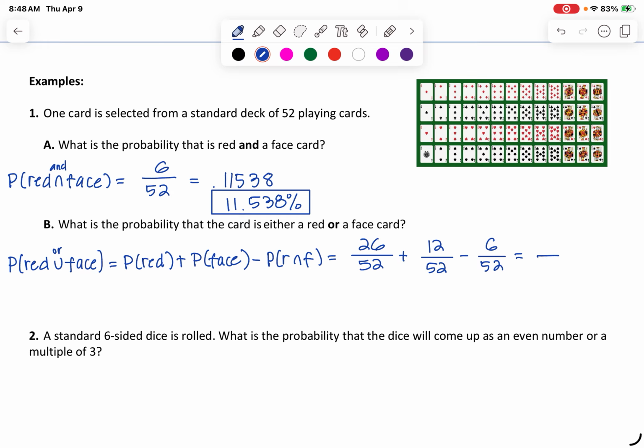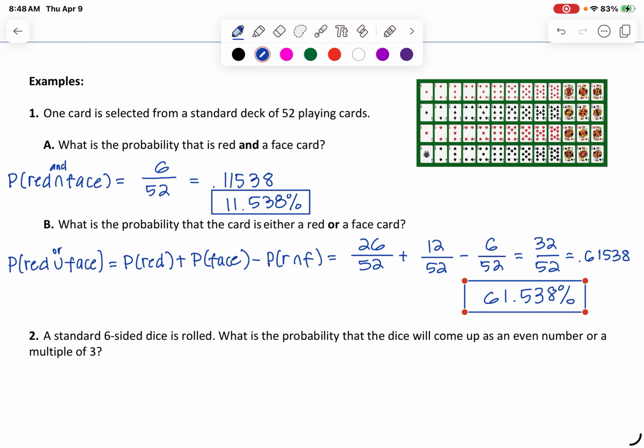And then we get a common denominator of 52. 26 plus 12 minus 6 is 32. And then I'm going to turn that into a decimal. 32 divided by 52 is 0.61538. So 61.538%.